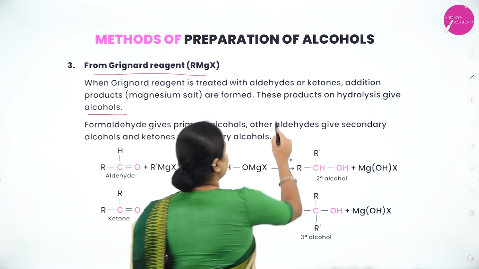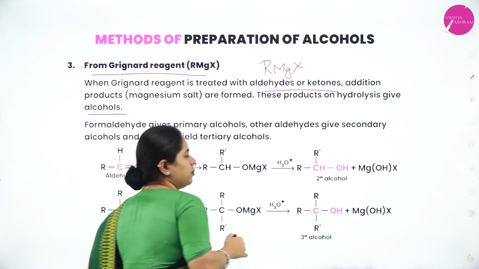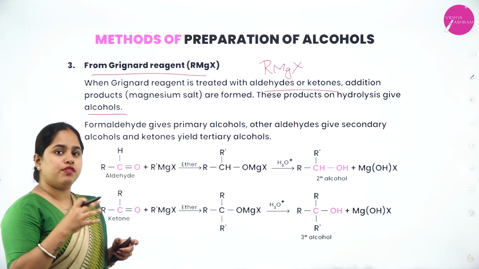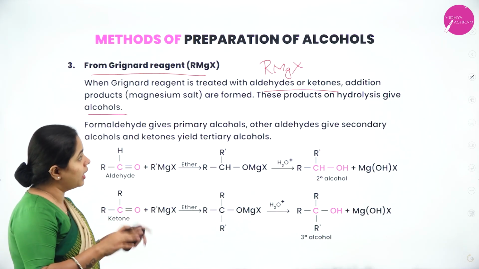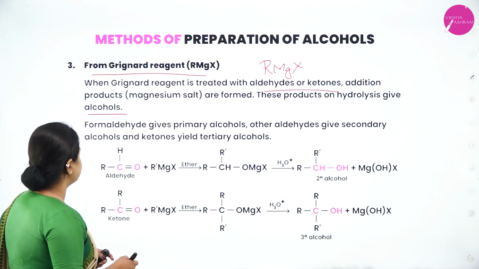Grignard reagent is what? Alkyl magnesium halide, right? So when Grignard reagent reacts with aldehydes and ketones, it will first form an addition product, that is a magnesium salt, then it will undergo hydrolysis and form the alcohols. So let's take an example and understand.